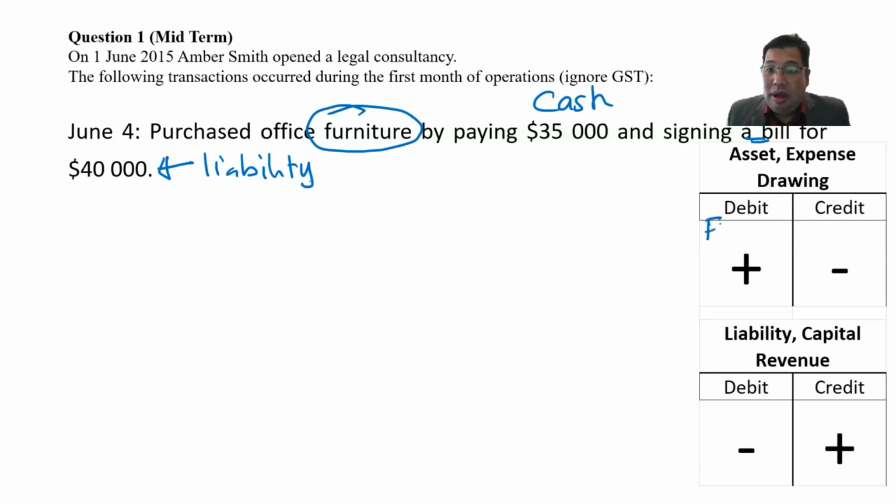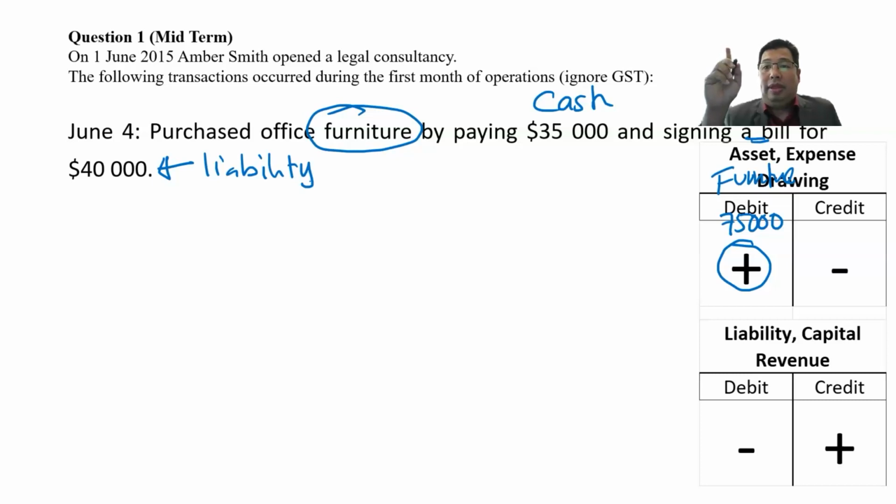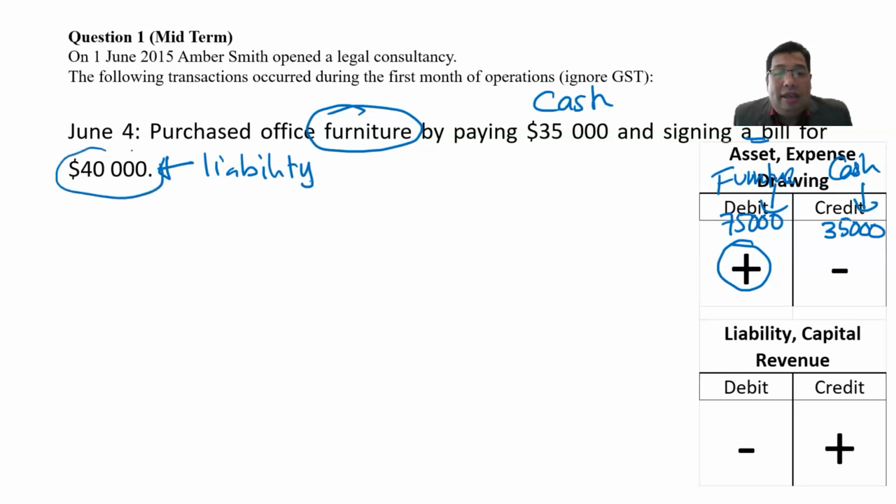So I'm going to put here, this is furniture. You're going to debit by 75,000. That is your furniture account. How about cash? Cash is also an asset, but your cash will reduce by 35,000. So for your cash account, I'm going to credit 35,000. This is for cash, this is for furniture. And this amount, 40,000, is your liability.